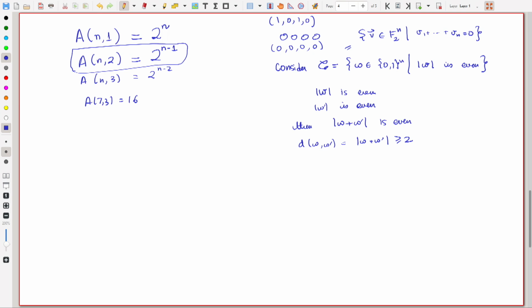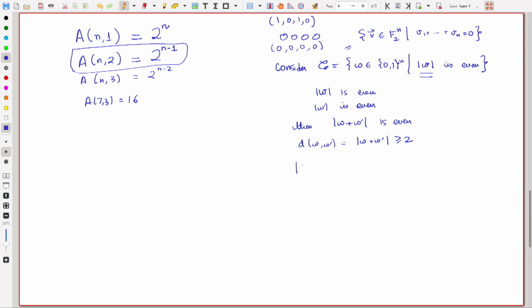But the other thing is, let's give another proof that the size of this code is 2 to the power n minus 1. So we are looking at things with even weight, right. So then the question is what is the number. This just means that each word corresponds to a subset of the set 1 to n. Just look at the places where you put 1. And so you are looking at subsets of even cardinality.